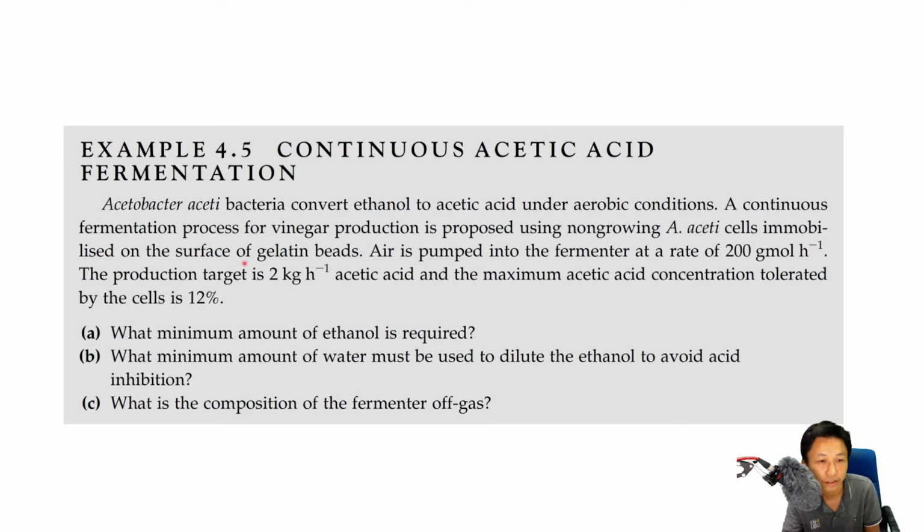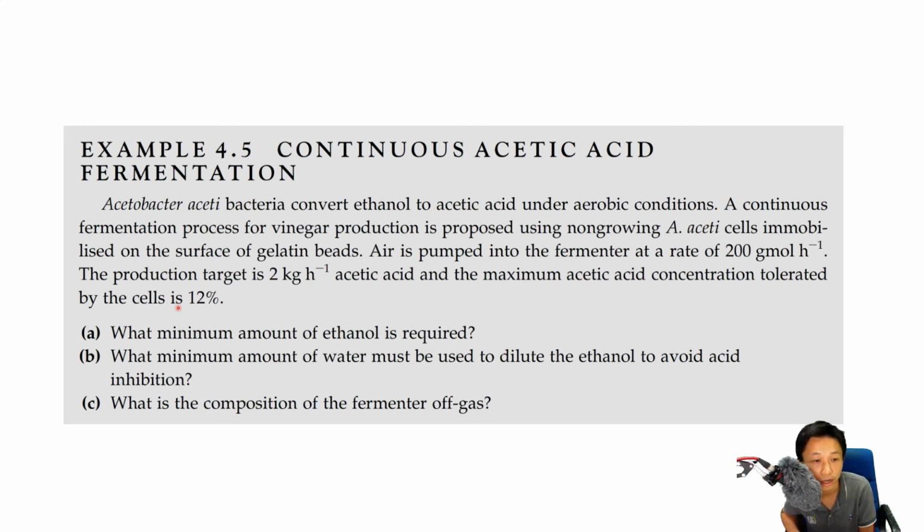So in this one they use gelatin beads to immobilize the cells, so they cannot move to other places. Air is pumped into the fermenter at the rate of 2000 gram mole per hour. The production target is acetic acid, and the maximum concentration tolerated by the cell. So you cannot produce a lot of acetic acid because it's toxic to the cell.